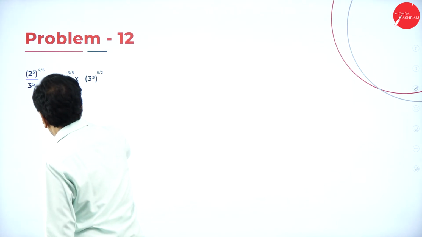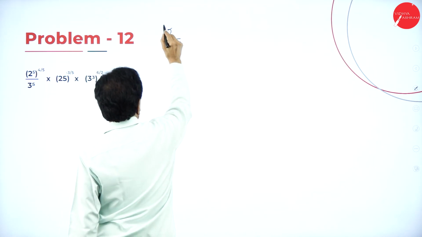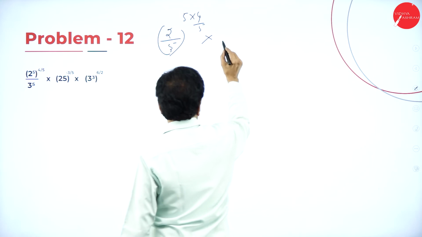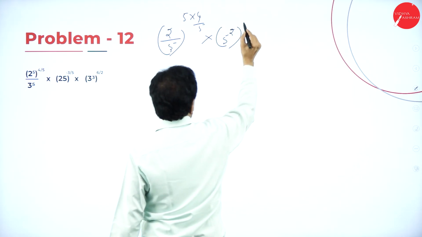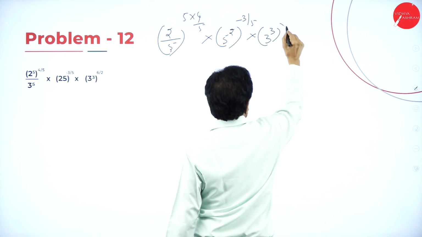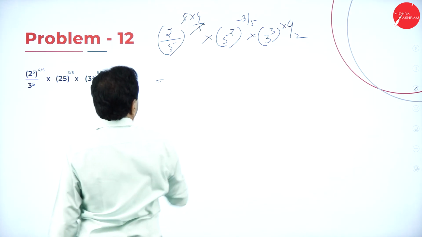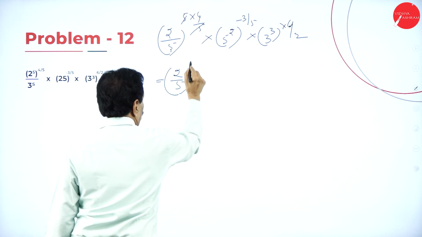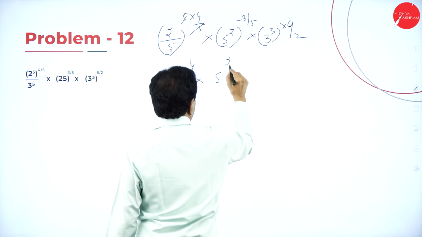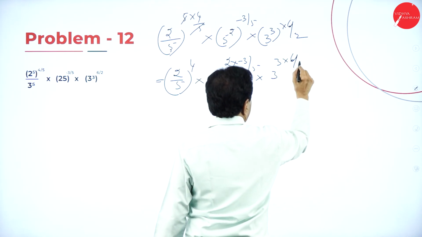This is 2 to the power of 5, 3 to the power of 5. This is 2 divided by 5 to the power of 5 into 4 divided by 5. This is 5 square to the power of minus 3 by 5. This is 3 cube to the power of 6 by 2. Simplification. This is 5 cancelled out. This is 2 divided by 5 to the power of 4. This is 5, 2 cube, 2 into minus 3 divided by 5. This is 3 into 6 divided by 2. Simplification.